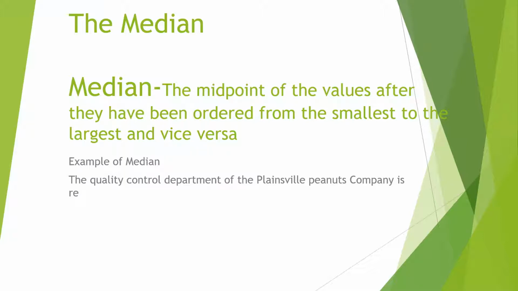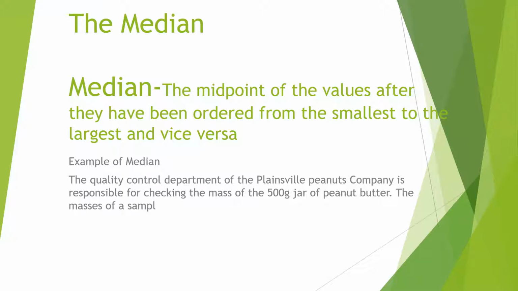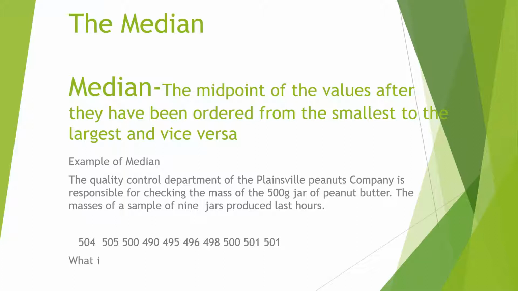You can decide whether you go from the smallest to the largest or from the largest to the smallest. And be careful, use your eyes properly so you do not confuse the numbers and put them in the wrong order. Once you get that, then you calculate your median. Example of the median.